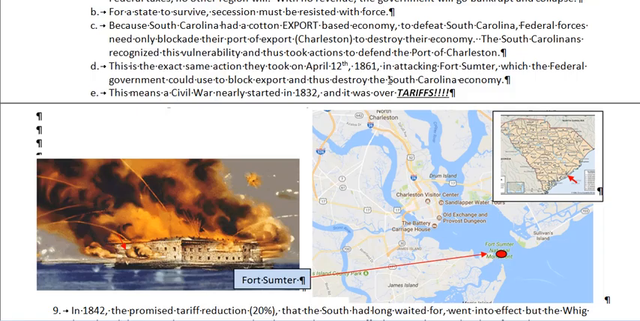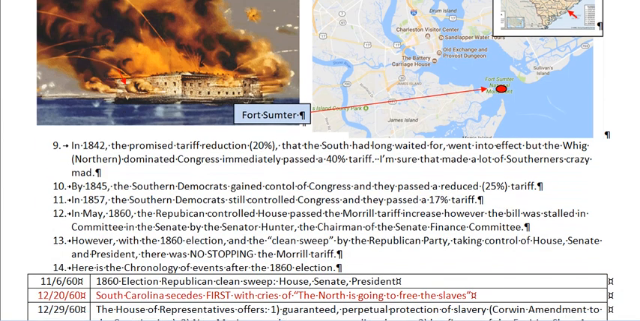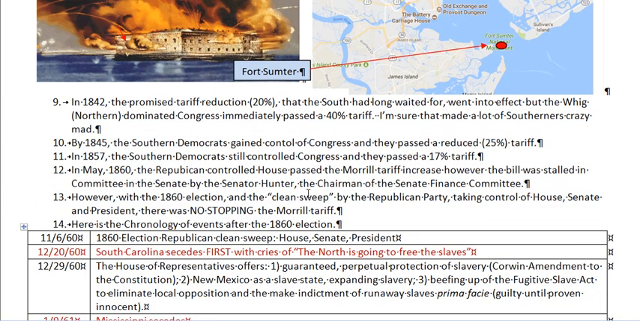So, attacking Fort Sumter, which the federal government could use to block export and thus destroy the South Carolina economy. This means the Civil War nearly started 32 years or 30 years prior, right, and it was over tariffs. All right. So now, next tariff was in 1842, right?